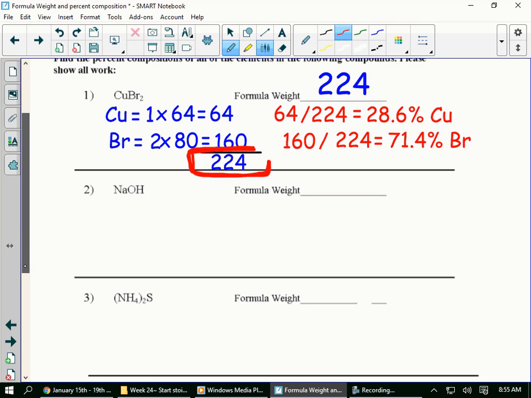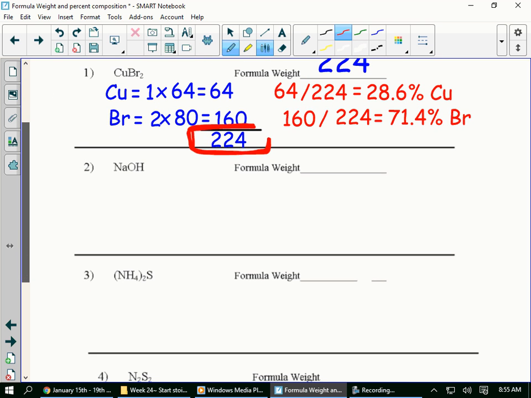The hard part here is just knowing which elements you have. In number 2, what elements do I have? Sodium, oxygen, and hydrogen. They are no longer going to act as a polyatomic ion when we're talking about mass. I've got to go through every single element. Down here I see nitrogen, hydrogen, and sulfur.